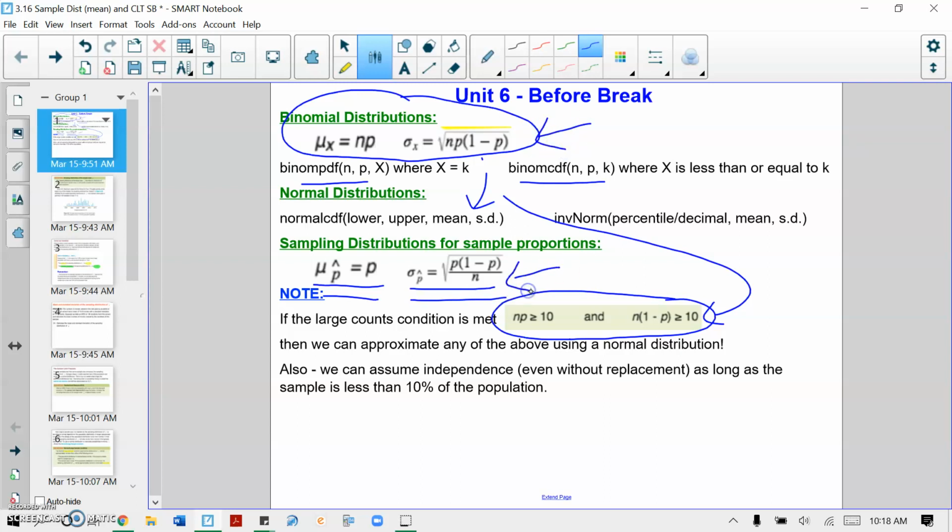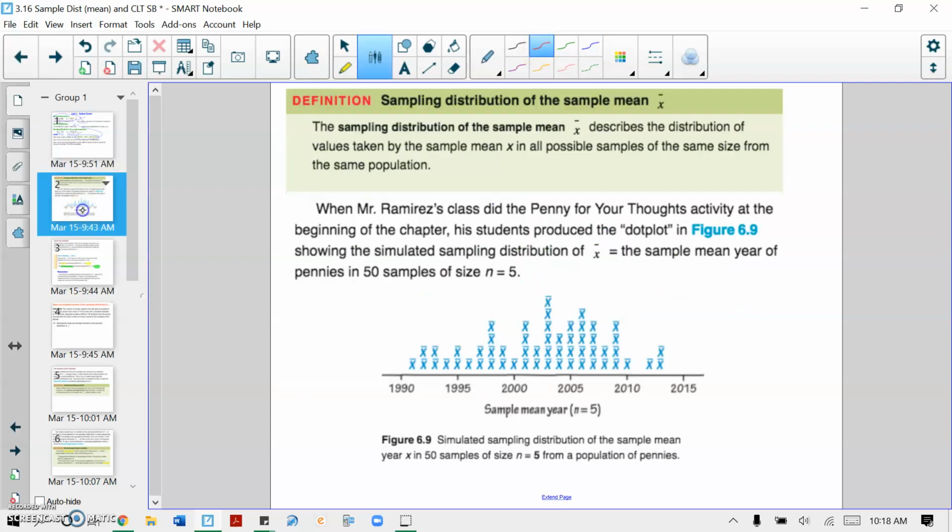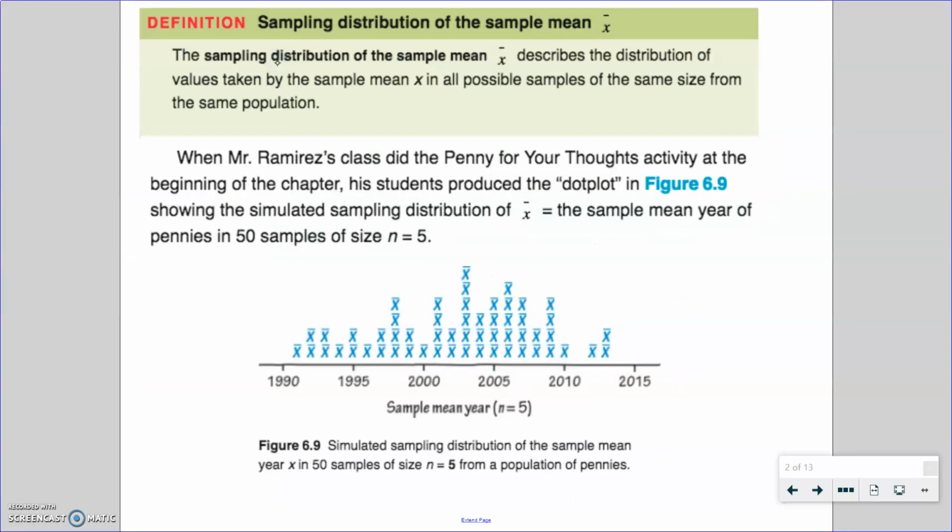We talked about proportions. So it only makes sense for us to start talking about a sampling distribution of a sample mean. So remember when Mr. Ramirez's class did the penny for your thoughts activity at the beginning of the chapter? We did that in class as well, where you got pennies, sample size of 5, and you had to find the average mean, basically, for those 5 pennies, and then we plot them on a graph, okay?